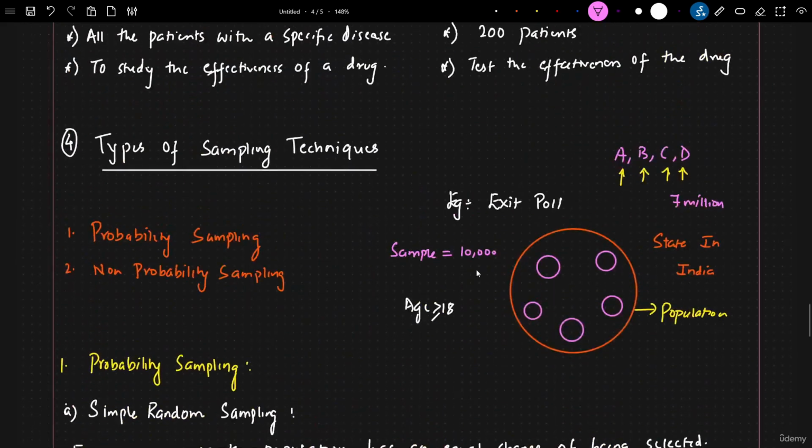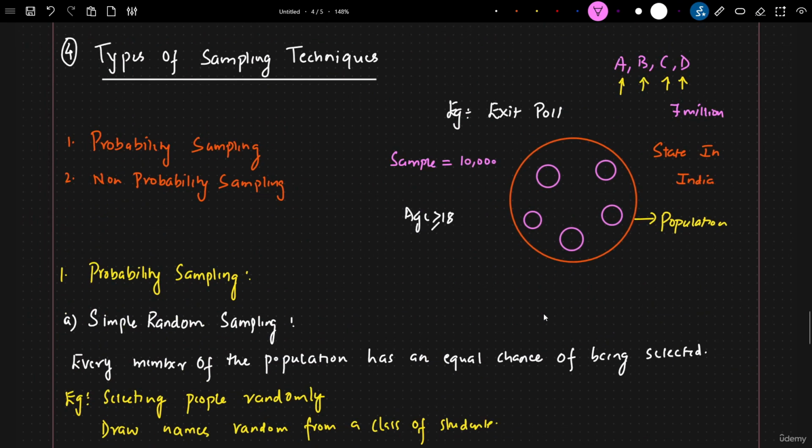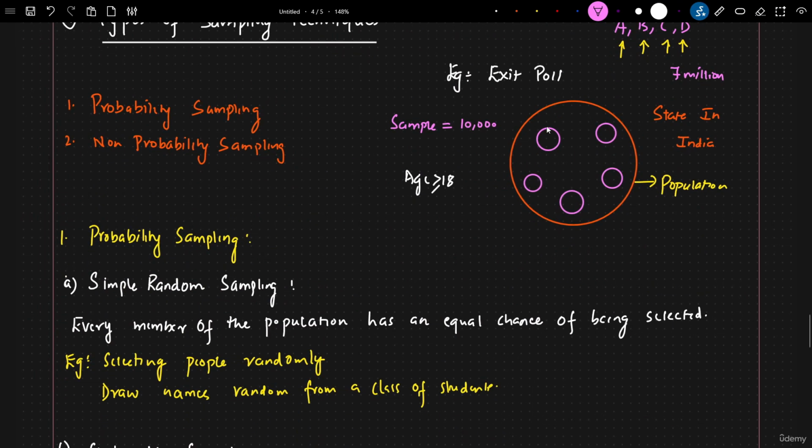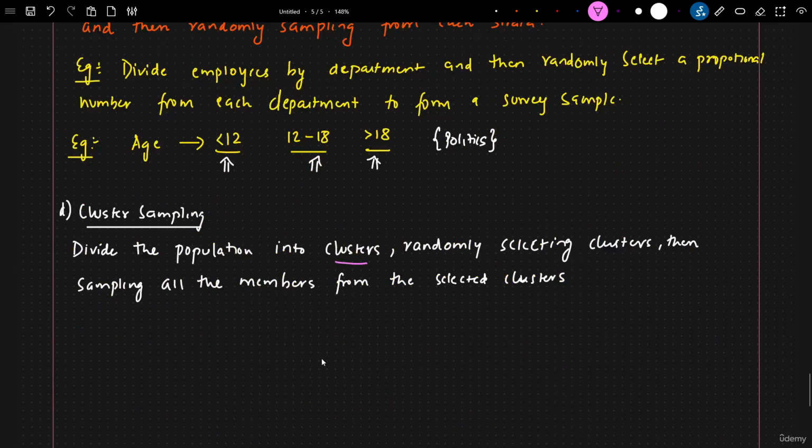So if I consider this exit poll, right, we can also perform cluster sampling, right? So from this particular population, let's say I've selected 10 different areas based on clusters. Then I will randomly select one of the clusters and ask each and every person present inside this particular cluster, whom did you vote for, right? So this methodology is basically called cluster sampling.